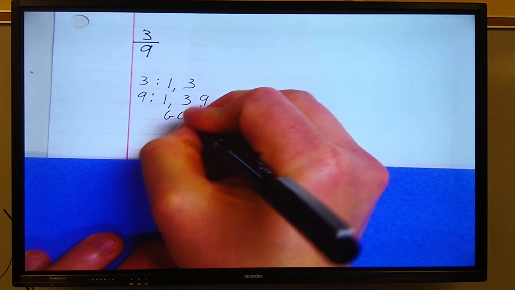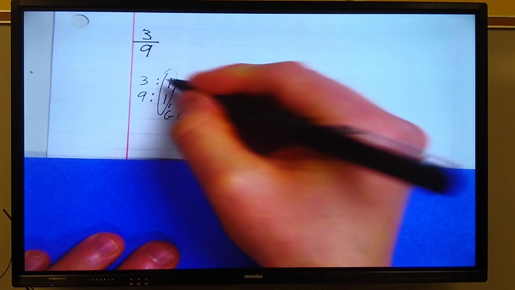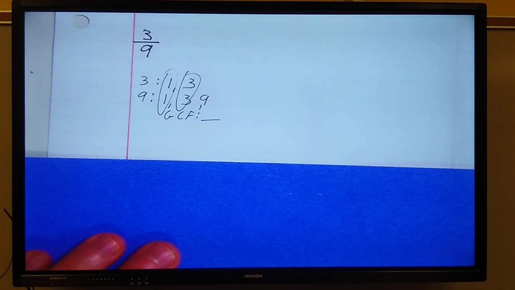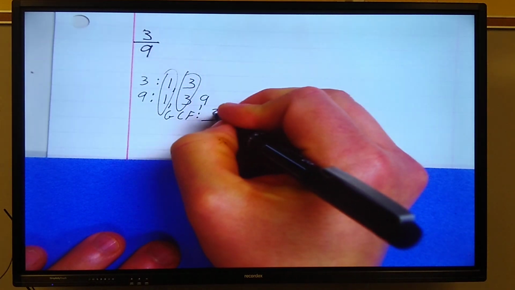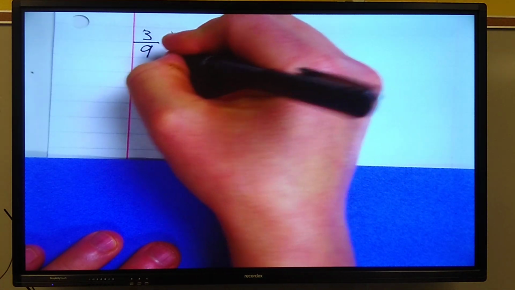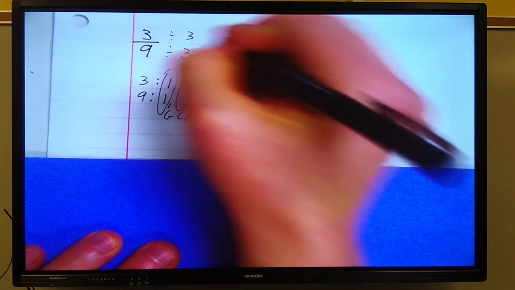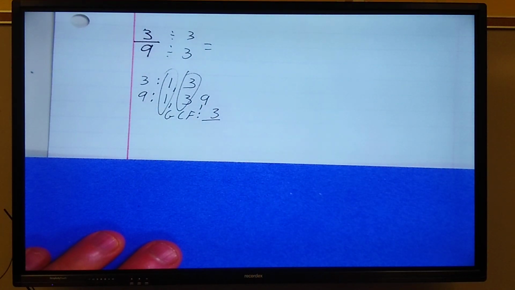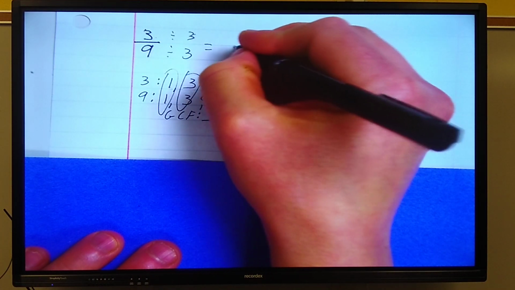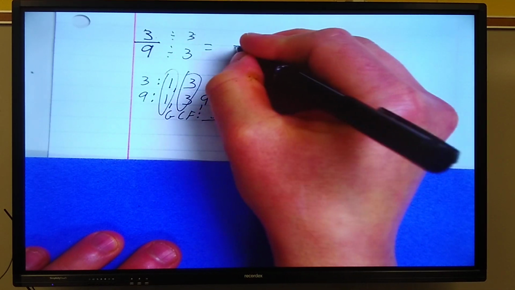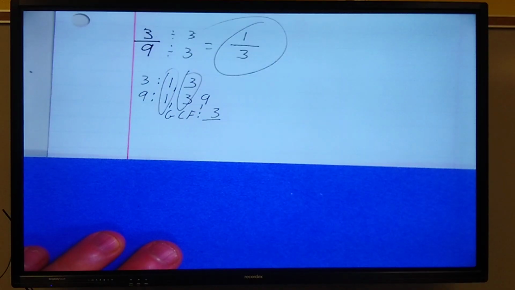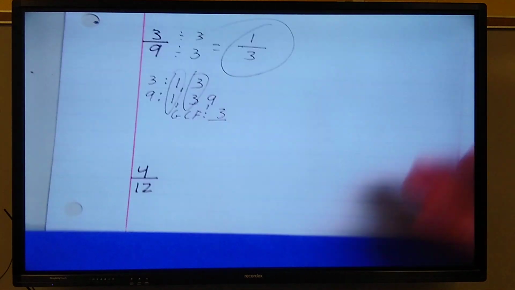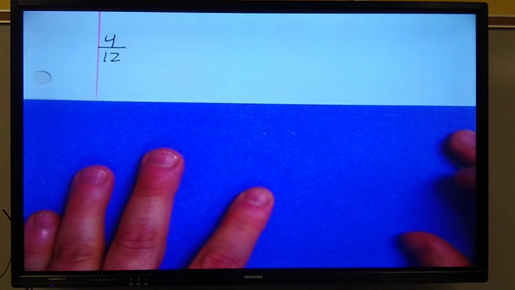Now I must find my greatest common factor by finding my common factors, 1 and 3. 3 is the greatest common factor. I come up here to divide. Divide by my greatest common factor. 3 divided by 3 is 1. 9 divided by 3 is 3. 1/3 is the truth. Now, last one. Simplify that fraction. Pause the video.